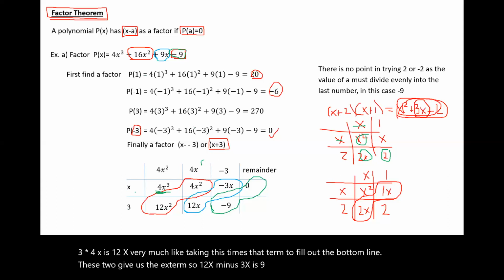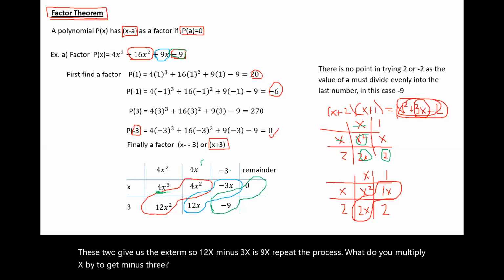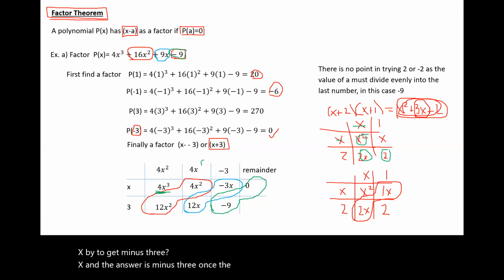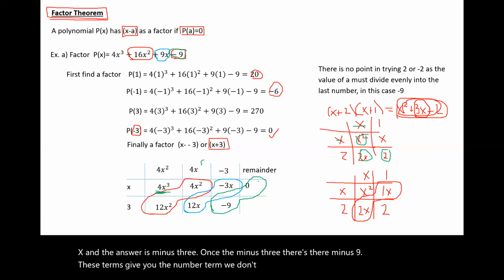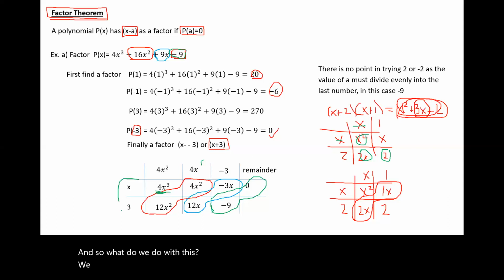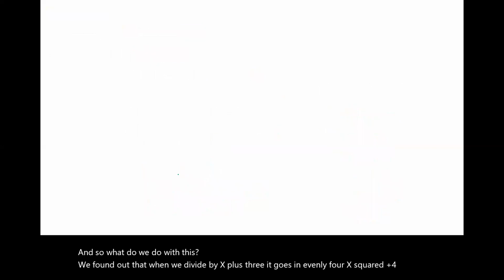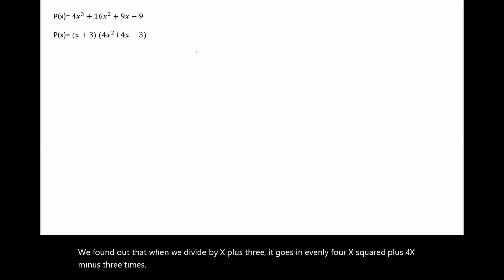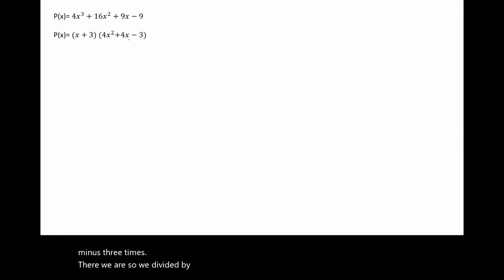Repeat the process. What do you multiply x by to get minus 3? X, and the answer is minus 3. Once you know the minus 3, there's your minus 9. These terms give you the number term. We don't need anything else. That's our remainder. That's what we expected. And so what do we do with this? We found out that when we divide by x plus 3, it goes in evenly 4x squared plus 4x minus 3 times.